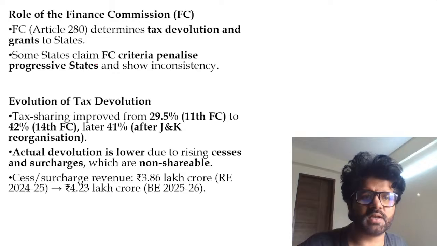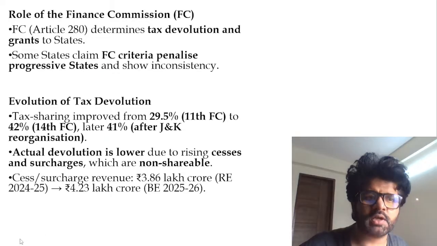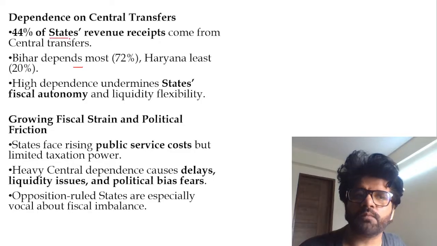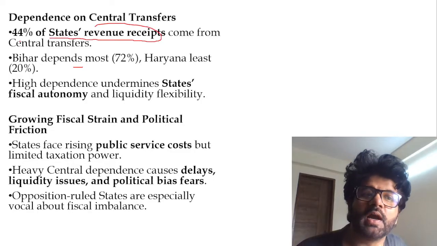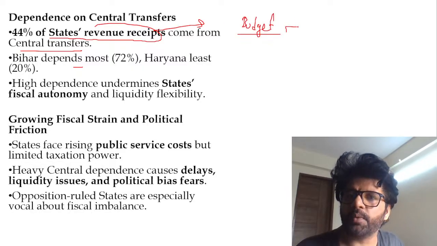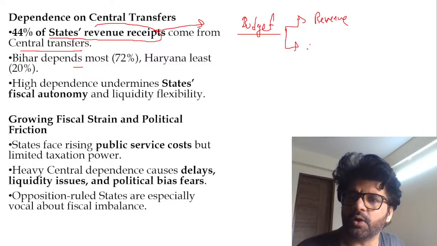And there are some states like, I will show you, and we'll talk about these things. Some states like Bihar are dependent the most. 44% of states' revenue receipts come from central transfers. What does it mean? When you read the budget, you have the revenue component and the capital component. Revenue component and capital component, right?